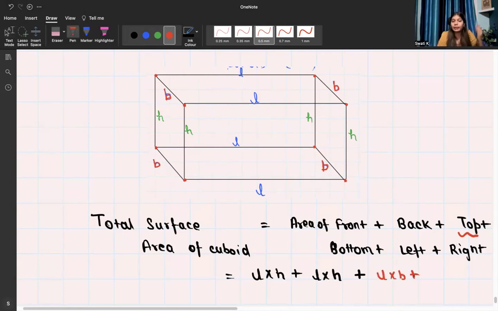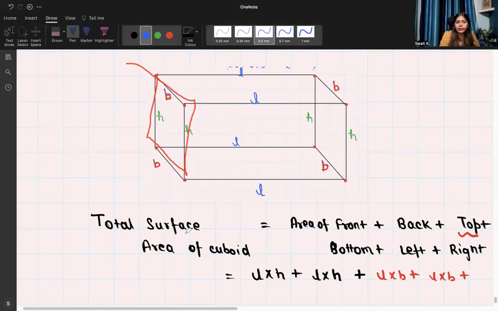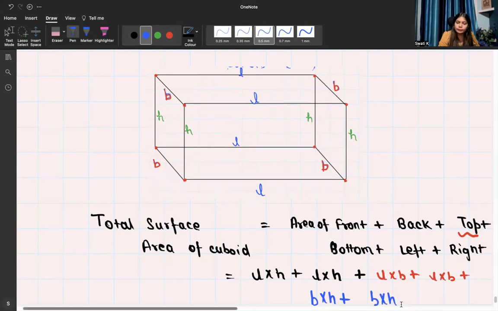Plus, similarly, we have the area of the bottom, also the same thing, L into B. Plus, we have the area of the left also. Let's change the color. So the area of the left, if you notice here, I'm talking about this rectangle. So B into H will give us the area of that face. So that is going to be B into H, the left part, plus the area of the right part, that is also B into H, right?